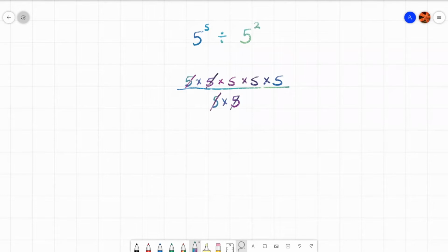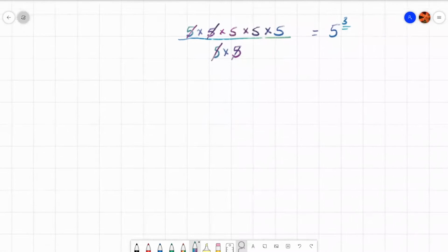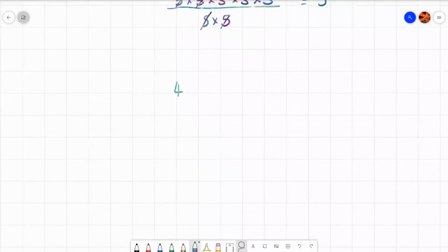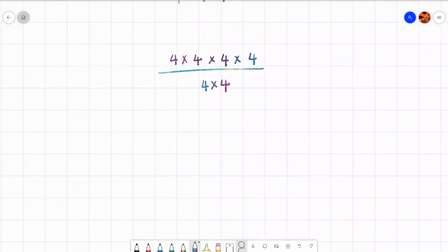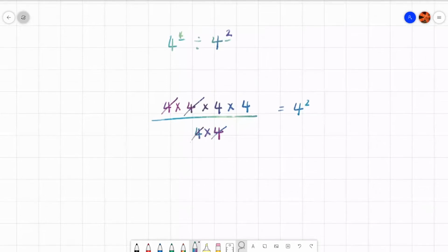So how many 5s are we left with? And most importantly, how many times have we multiplied them together? Well, we're left with 3 5s. That's 5 cubed. And you can see when we're dividing, we just subtract the powers, because 5 take away 2 is 3. Let's have a look at another one. Let's do 4 to the power of 4 divided by 4 squared. So again, 4 to the power of 4 is 4 times 4 times 4 times 4 divided by 4 times 4. Well, we need to cancel some of the 4s out, and we're just left with 4 squared. And we can see here that we just subtracted the powers.